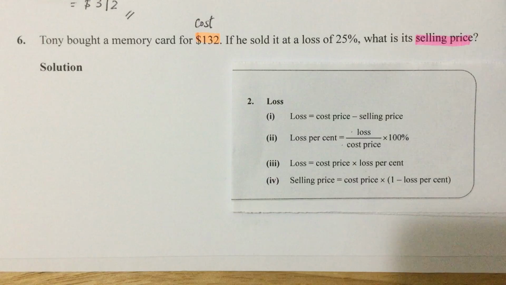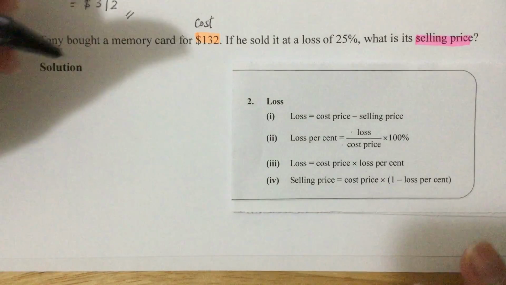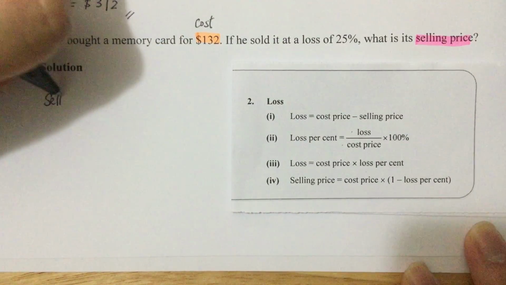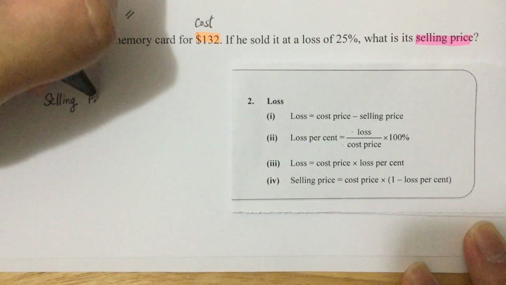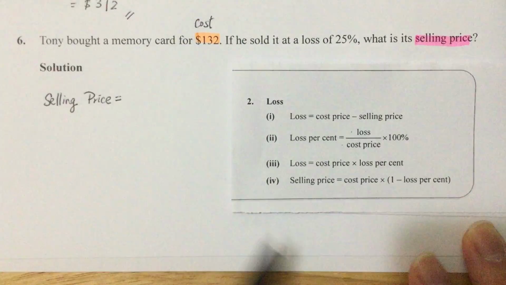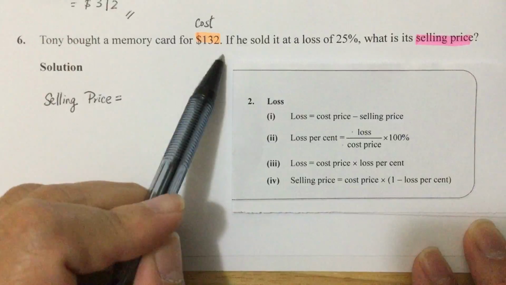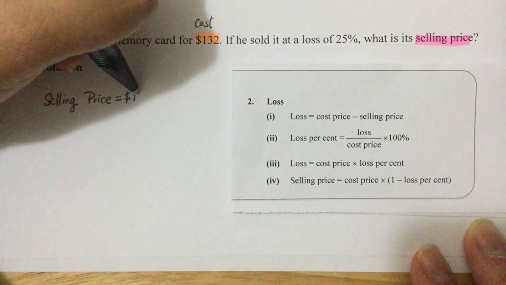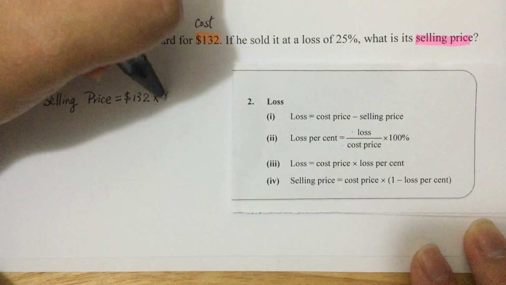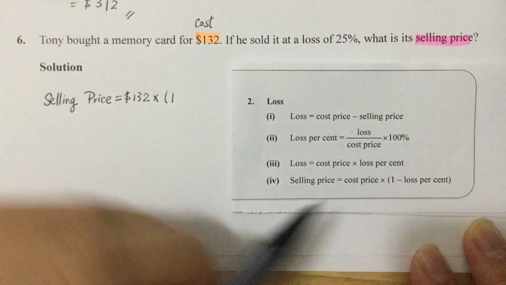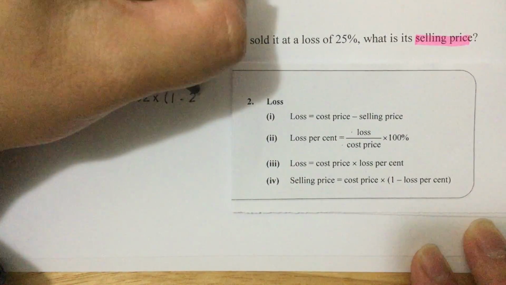Okay, now we will have the answer. So please pay attention. If you cannot finish, just pause the video once again. Okay, now we are going to write down the selling price here. Selling price. We're going to use the formula. Cost price is 132 times 1 minus, this time it is 25%.